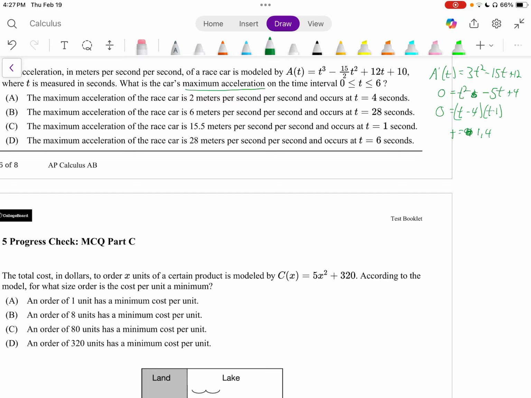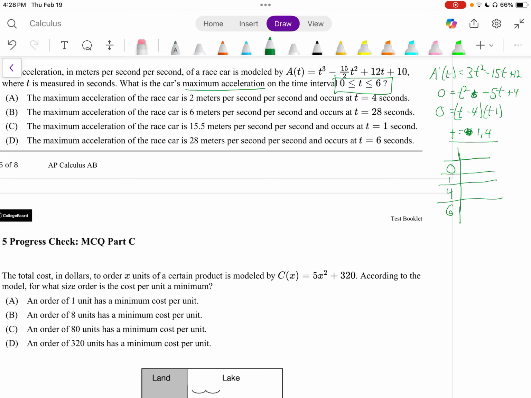So we have a couple of our candidates. So we have accelerating from 0 to 6 seconds. And so what we can do here is we want to see what's going to give us our maximum. So our maximum acceleration, we'll use our candidates test. So we know we have our endpoints of 0 and then 6. And we have these couple other options of 1 and 4. We can go ahead and plug those in, and we just want to find which one's the maximum.